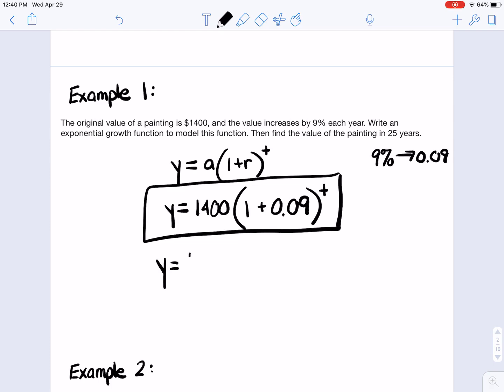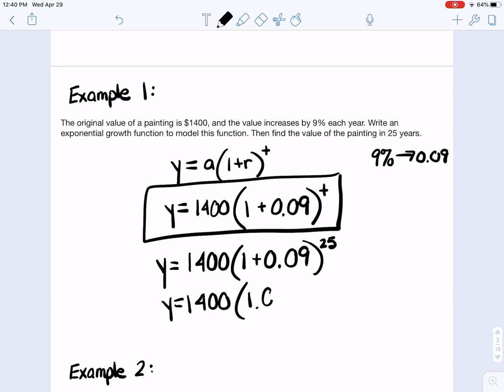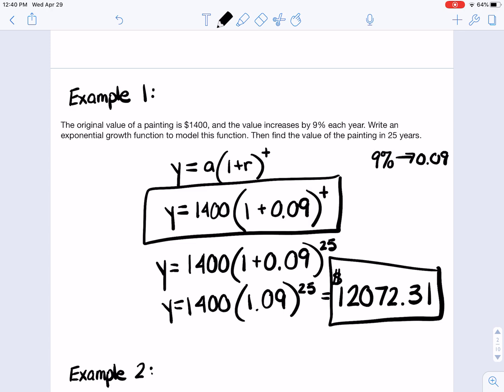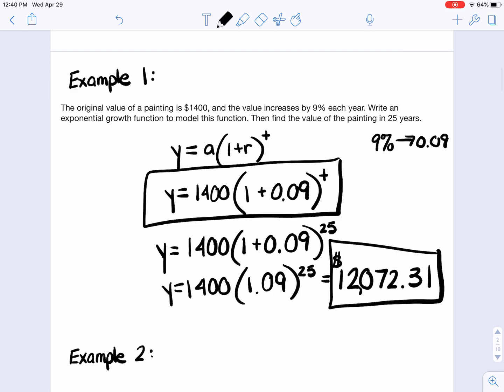Now for the second part, they want to know, okay, how much is this painting worth after 25 years? So now I'm going to plug in the 25. You can simplify what's in the parentheses first. Maybe you could have done that in your head already. And you're going to type this into the calculator. We are talking about money here, so we do want to round to the hundredths place if necessary. So we get a value of $12,072.31.